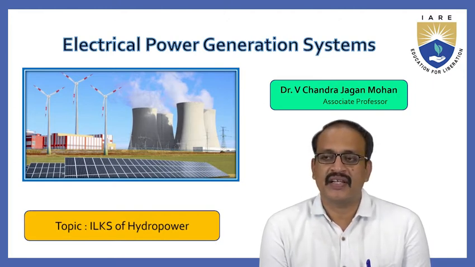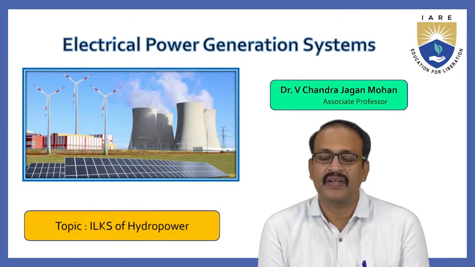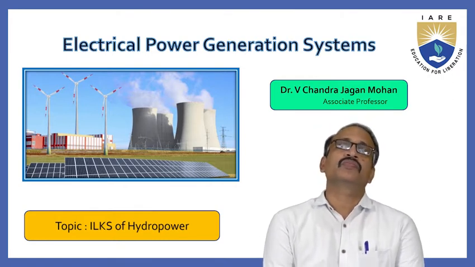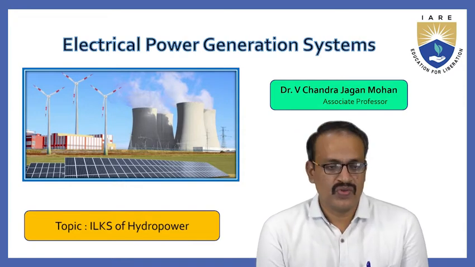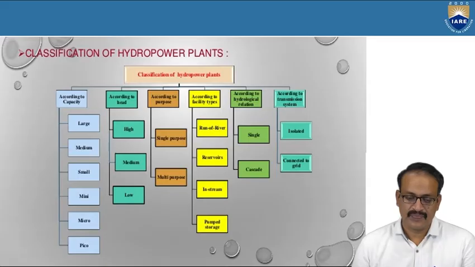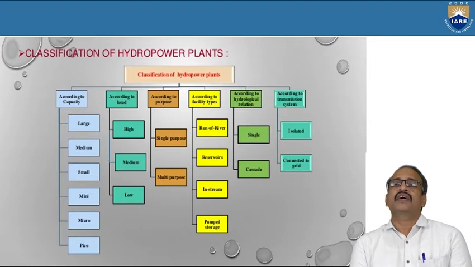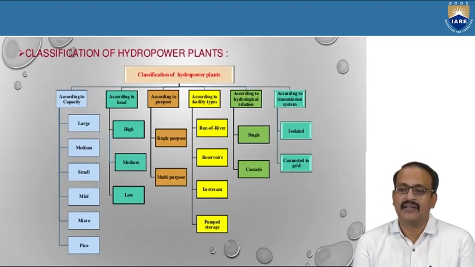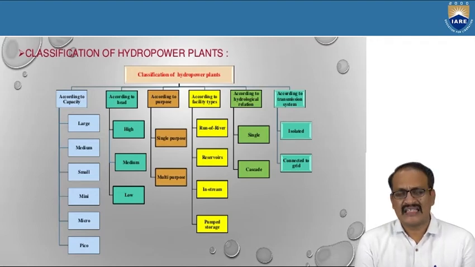So what are the different dams we can have to produce hydropower? First thing is, what are the different categories of hydropower?